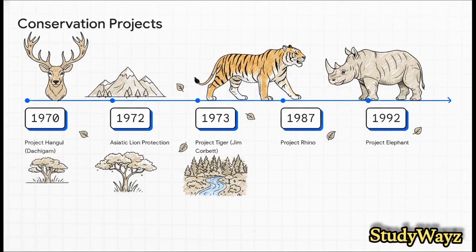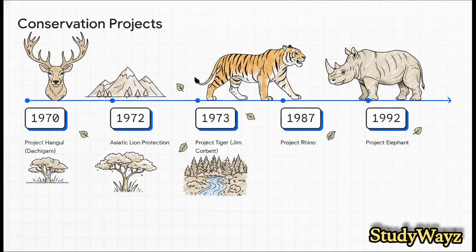On a national level, India has launched several really vital projects to save specific species. And this timeline right here, it is an absolute goldmine for objective marks. Deliberately lock these dates into your memory. In 1970, Project Hangul was started specifically in Dachigam National Park in Kashmir to protect the beautiful Kashmiri stag.